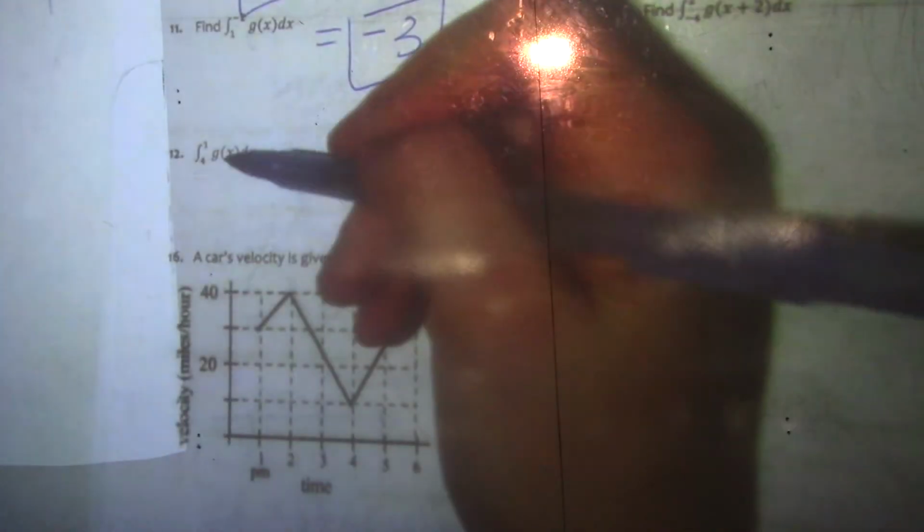Now I want 1 to -2. See how that's the exact same as this but flipped? So then your answer is just opposite sign. From 4 to 1, that's just the flip. So that's going to be -1 to 4 g of x dx. 1 to 4 is -2. So -2 is +2.